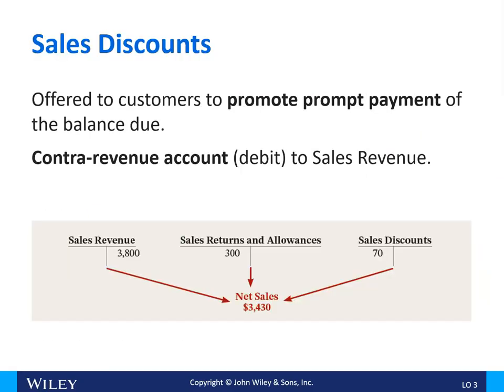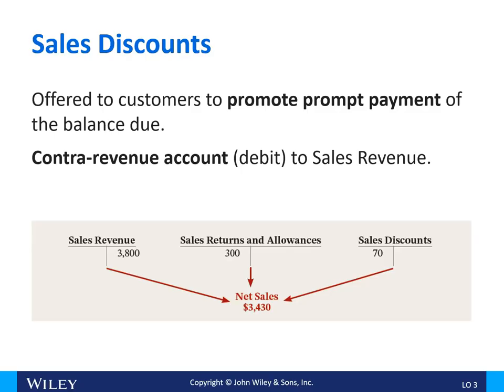Sales discounts. We looked at this from the buyer's perspective. Now we're going to look at it from the seller's perspective. It's offered to customers to promote prompt payment, so we get our cash earlier. Sales discount is a new account that we're introducing. It's a contra revenue account. So similar to sales returns and allowances, it's going to have a normal debit balance, increases with a debit, and it's contra to the sales revenue.